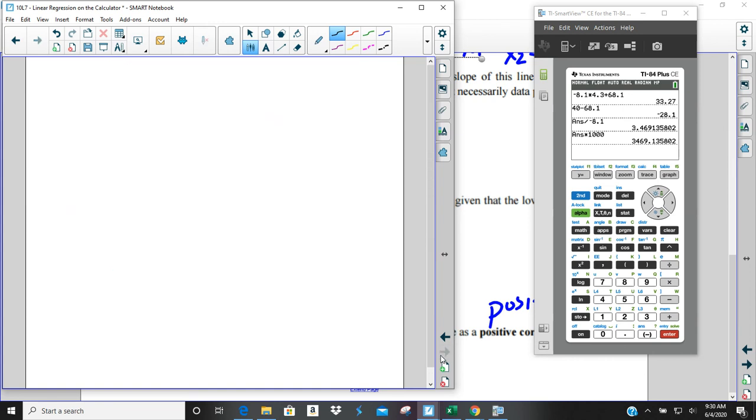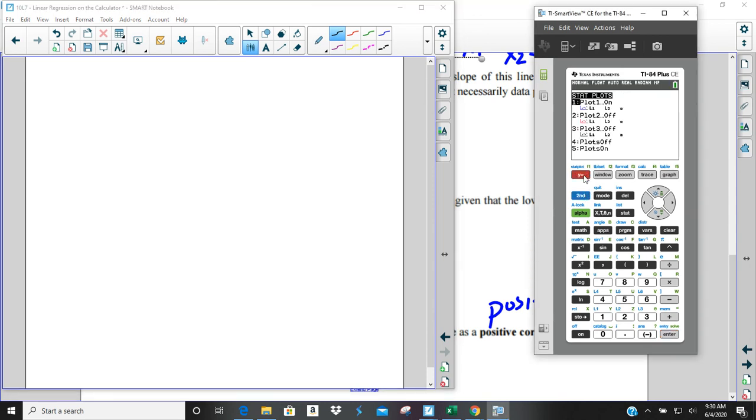Fabulous. So the last thing I want to do is turn off the stat plot for you, so you know how to do that. Go back to second stat plot, and we're going to turn it off. So go to the first one and turn it off. Now if I go back to y equals, you can see that all my stat plots are off.